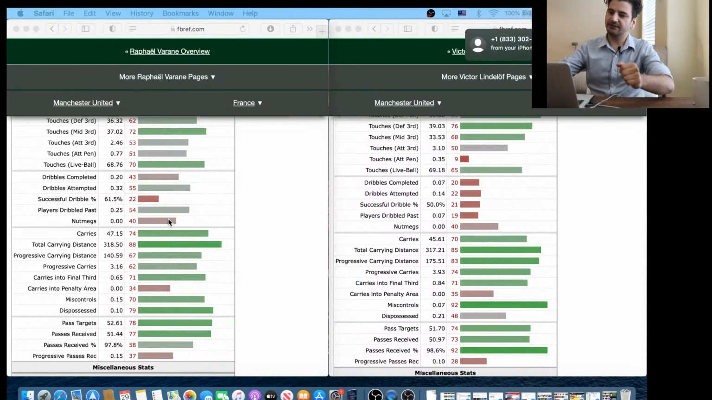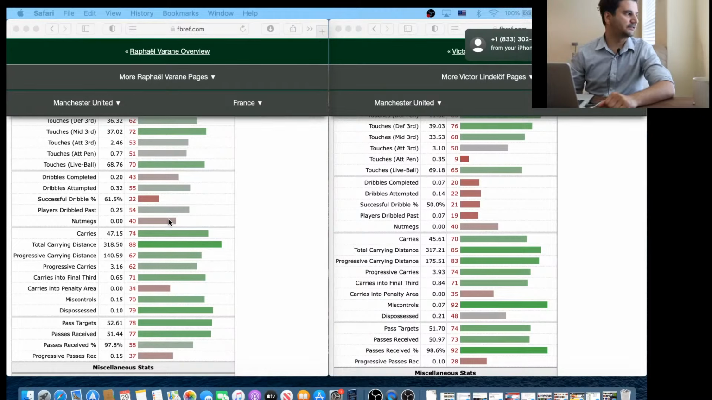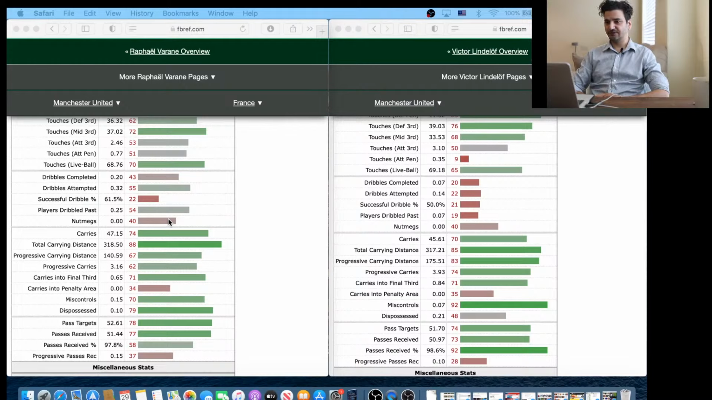So that's the first. Put the volume down on that. That's the first element to how Varane essentially takes Manchester to the next level. In this transitional play, he's able to take on players and pass, but on possessional play, is also equally important.